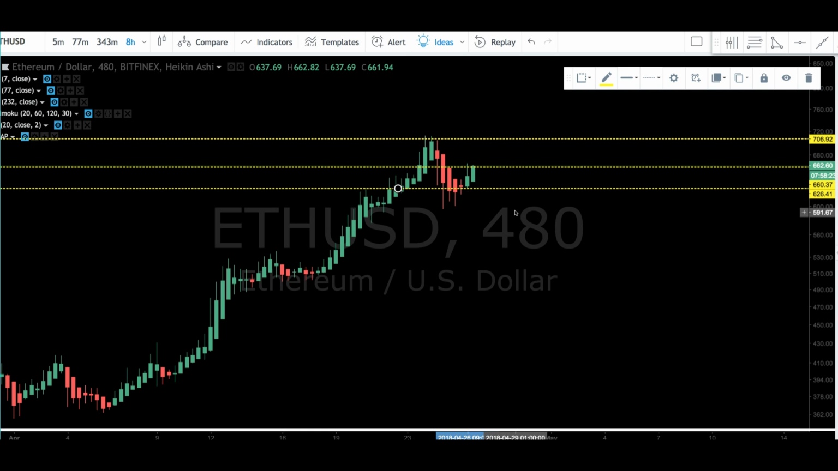So first step, close above that 662, find out how we test that $700 range. If we break the 662 and we can at least poke through that 706, great. If we get rejected, we're looking to see what happens against the 626.